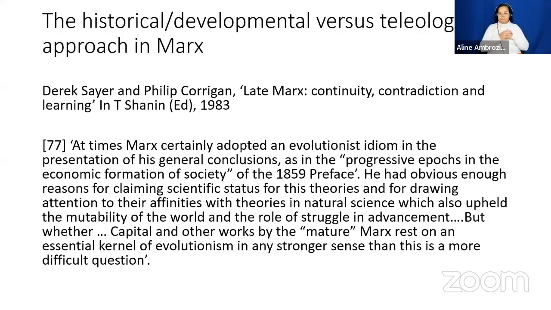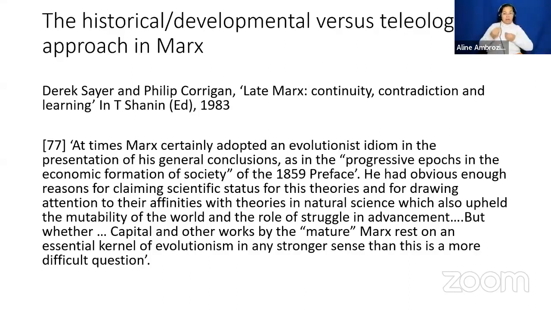It's very nicely examined in Theodore Shanin's book by Derek Sayer and Philip Corrigan. And they say that at times, Marx certainly adopted an evolutionist idiom in the presentation of his general conclusions, as in what he himself called the progressive epochs in the economic formation of society, of the 1859 preface. In other words, this idea of a progressive development of humanity or of human society seems to be obviously implied by that.